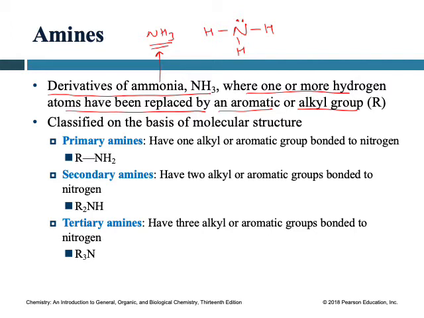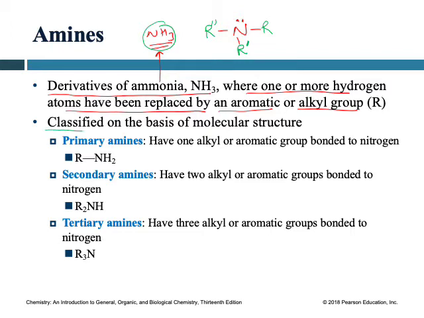If I remove one of the hydrogens and replace it with an alkyl group R, then it becomes an amine. I can also remove another hydrogen, because we have 3 hydrogens, and replace it with another group, R prime, and again this is an amine. And if I replace the third hydrogen with another R prime, then this is also an amine. So basically amines are formed if I replace 1 or 2 or 3 hydrogens of the ammonia molecule. So amines can be classified.